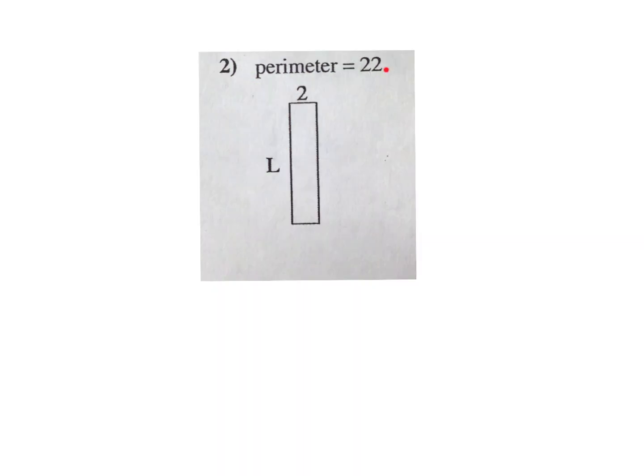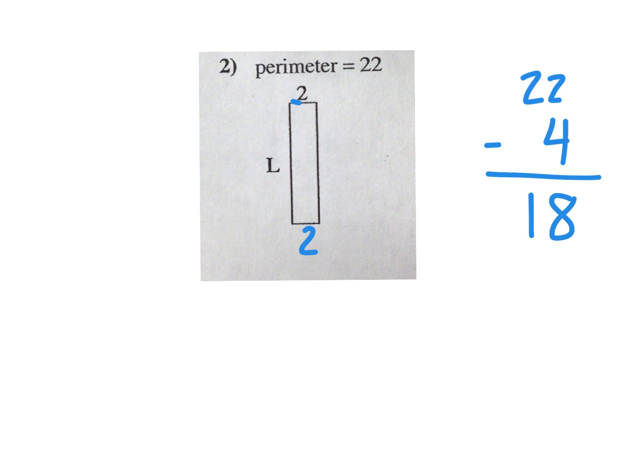Here's another example. The total perimeter is 22. We know that this side is 2, and we've got to figure out the other side. So if this side is 2, then this side is 2. So far, we've used up 4 of our perimeter because I added the 2 plus 2. And I'm going to take that away from my total of 22 just to see what's left. And that gives me 18 for the remaining perimeter.